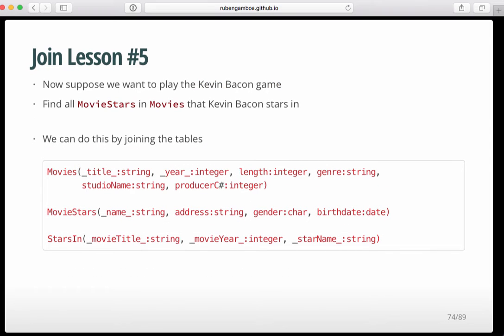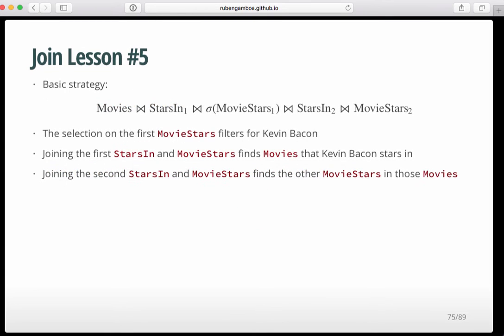Let's raise the stakes a little bit. Let's play the Kevin Bacon game. And the Kevin Bacon game revolves around trying to find movies that Kevin Bacon starred in. So let's find all the movie stars in movies that also involve Kevin Bacon. So we're again going to join those three tables, but we're going to do it in the following way. Movies will join with stars in 1, that's one copy of it, and a selection of movie stars 1. These subscripts mean that it's a copy of that table. Okay. So what exactly is this selection of movie stars 1?